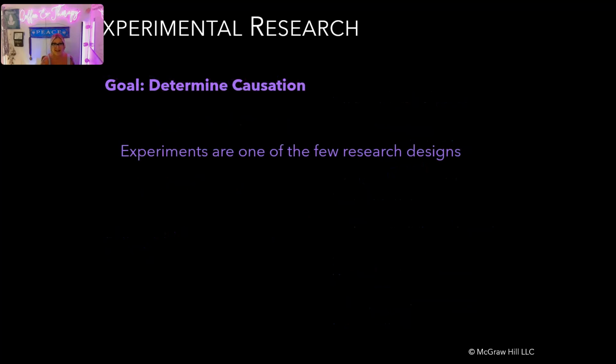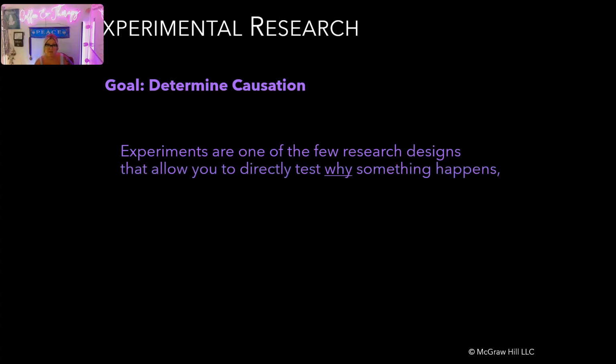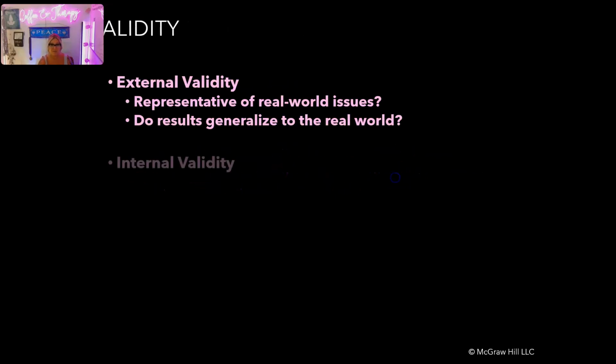So first we looked at a repeated measures design. Experiments are one of the few research designs that allow you to directly test the why. So we can directly test why something is happening, that is, to test for cause and effect. So when we're looking at experimental research, we are looking for those cause and effect relationships.